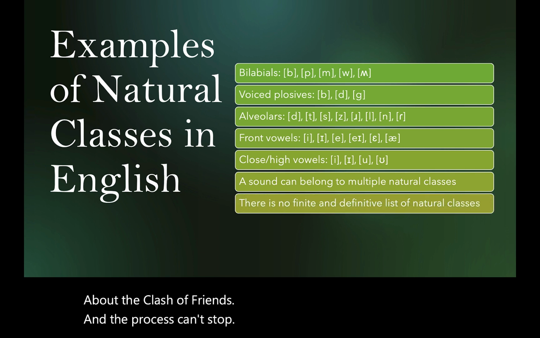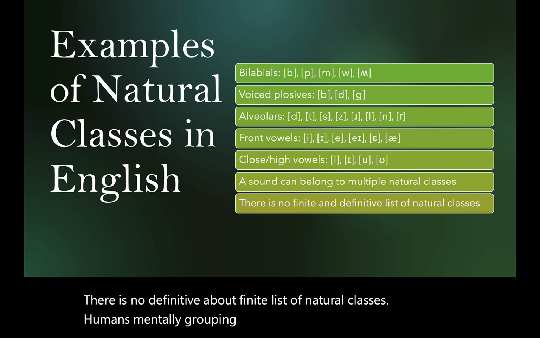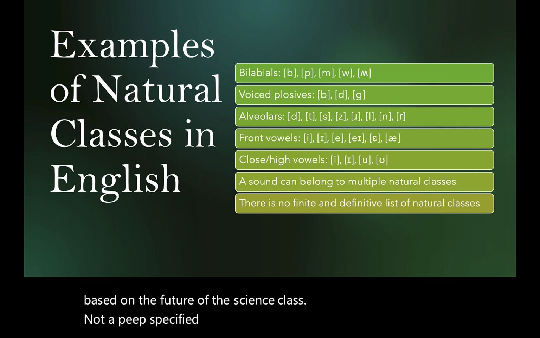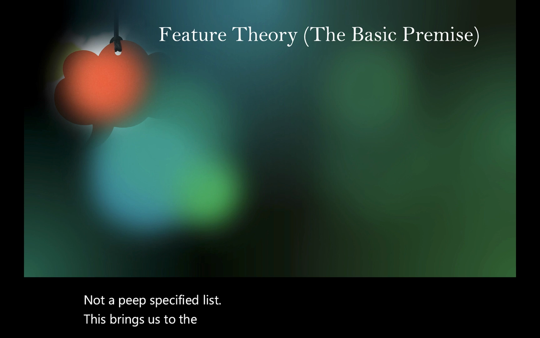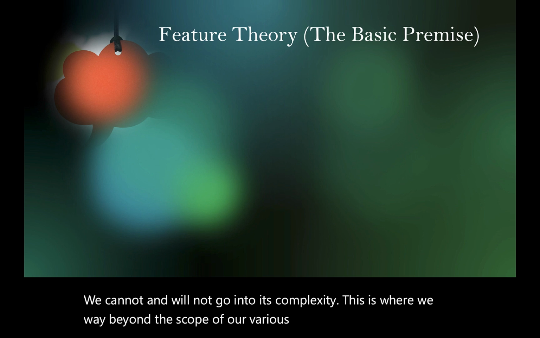There is no definitive or finite list of natural classes. Humans mentally group and regroup sounds in different languages based on the features the sounds have, not a pre-specified list. This brings us to the distinctive feature theory. We cannot and will not go into its complexities. This is way beyond the scope of our very introductory class. But we will summarize its basics.